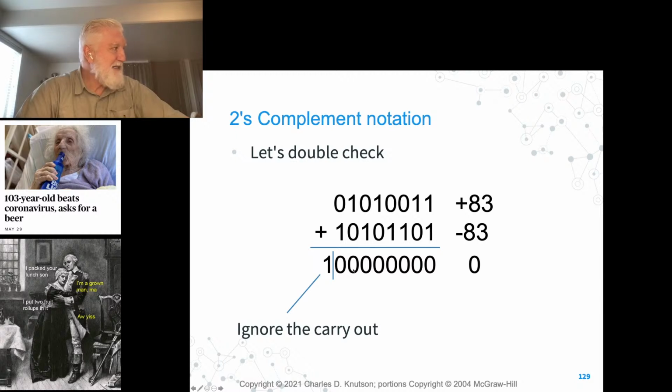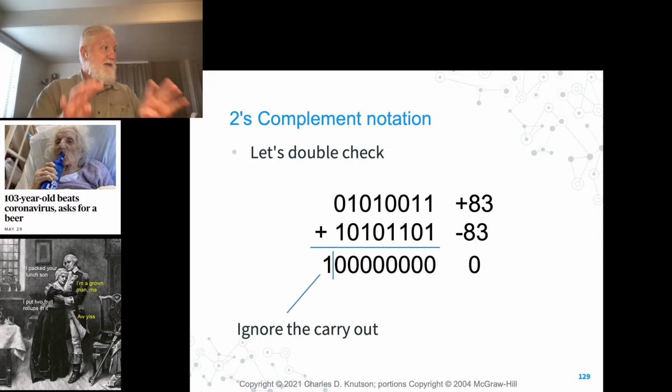0, carry the 1. 0, carry the 1. And then this is critical. In the 8th bit, you got a 0 and you carry a 1, but that carry is outside. That's the one that jumps off the cliff. Okay, we don't care about it. We ignore that carry out.